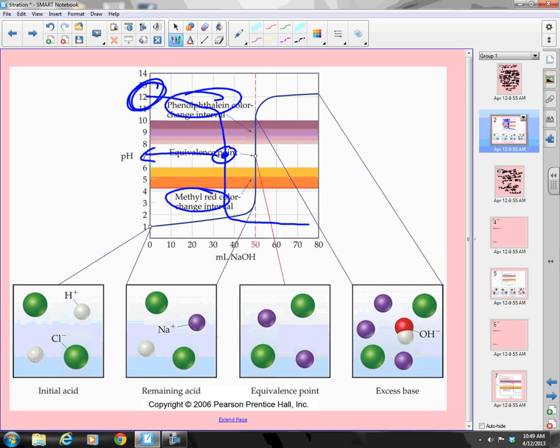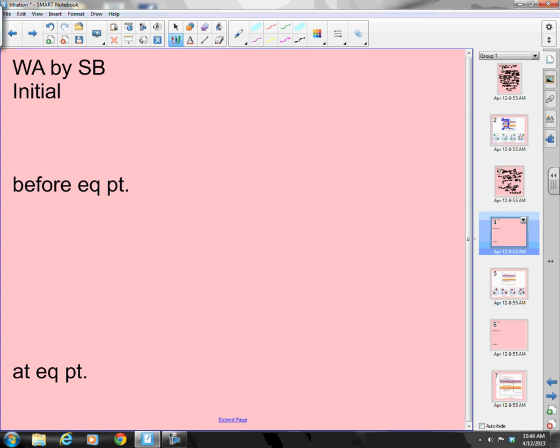To figure out if it's a strong acid, strong base, which one is titrated by which one, see where you start. If I start up high, that means I start with a base. If I start down low, I start with an acid. Great. Now the hard ones.